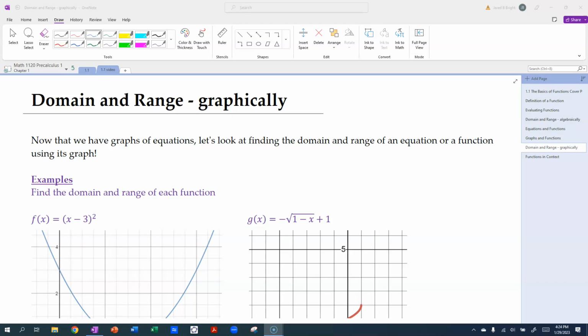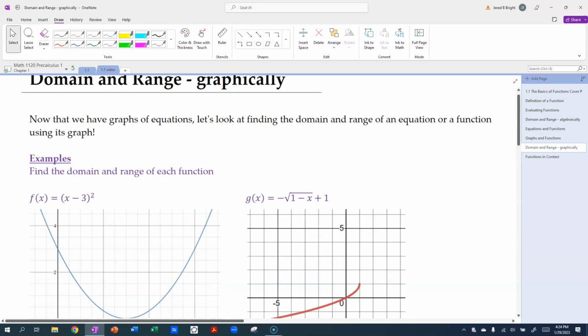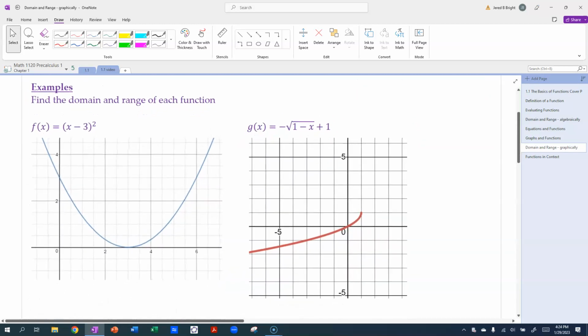Now that we have graphs of equations and graphs of functions, we can find their domains and ranges, maybe even more easily than we could with the algebra. The algebra was very useful to find domains. Range is super hard to find, at least for me, based on the algebra. Okay, so let's see if we can find the domains and ranges for each of these.